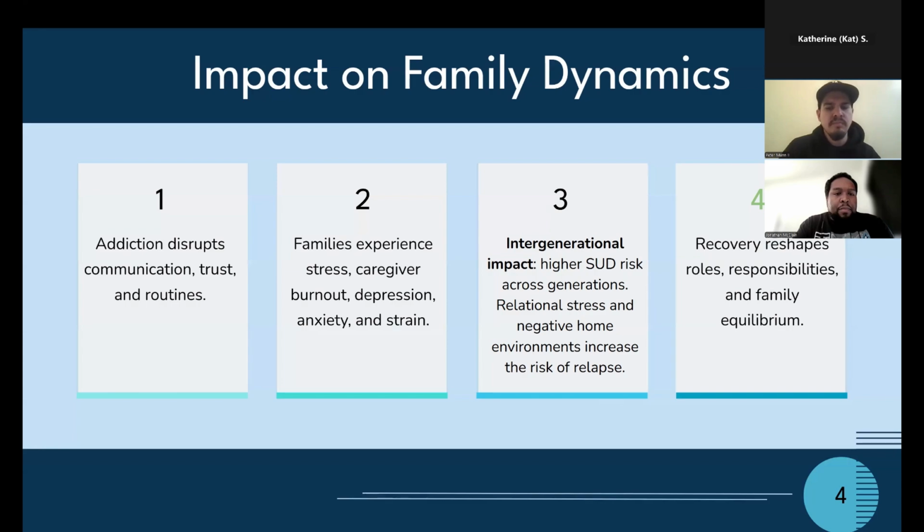And then lastly, regarding recovery, one of the characteristics is that it reshapes roles and responsibilities, and even alters the family's homeostasis a bit. Generally, when somebody is in recovery and starts the healing process, the whole family has to adjust. Members would need to take on new roles, let go of old habits, and really learn to relate to each other in healthier ways, even if it's messy at first.